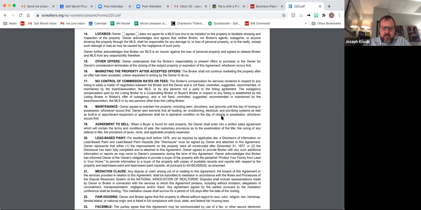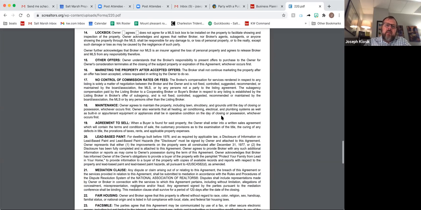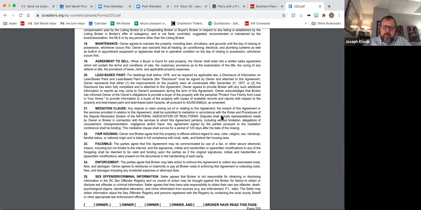Lead-based paint: in the event your home is built prior to 1978, you will be required to fill out a lead-based paint disclosure, which is basically asking, do you know anything about lead-based paint? You'll fill that out. Mediation clause: if we do have a dispute arising out of this agreement, this isn't your purchase and sale, this is your listing agreement. So Mr. and Mrs. Seller, if you and I are to get into a disagreement, we agree to pursue mediation first before we go into suing each other or anything like that.